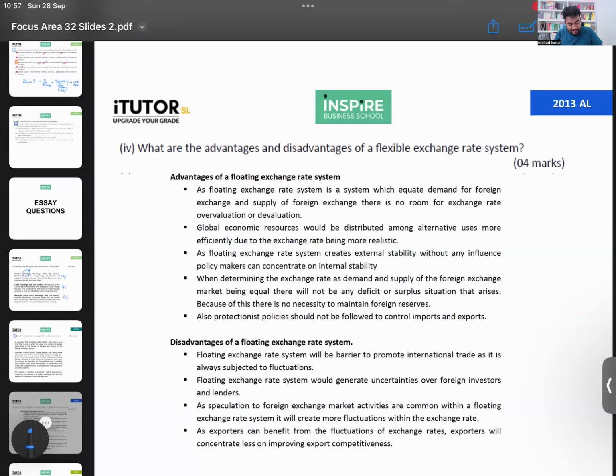You can say that. Then, given that the exchange rate shows the true picture, you can then say global economic resources would be distributed in a more realistic way. Now, no one will devalue their currency and try to export more and all. None of that will happen. And then also, because the exchange rate is based on demand and supply, central bank doesn't have to intervene, unlike in a fixed or a managed floating. Central bank has to always monitor and try to keep it at a stable level. But here, central bank doesn't have to do that. They can simply let the exchange rate fluctuate based on demand and supply. Central bank can put their focus on internal stability, controlling the interest rates, controlling inflation. They can do that. So you can talk about that.